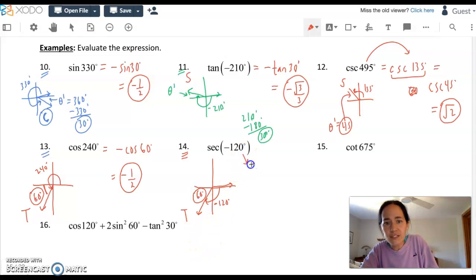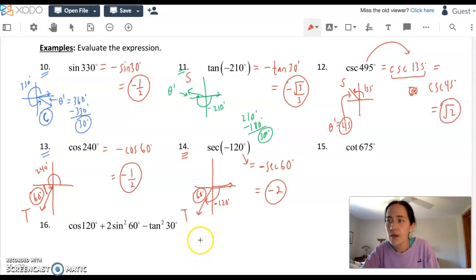So this thing is the same as the secant of 60 degrees, but like we said before, we're in a quadrant where secant would be negative. So we'll put a negative sign in front of it. It is the reciprocal of a half, right? So we'll say negative the number 2.